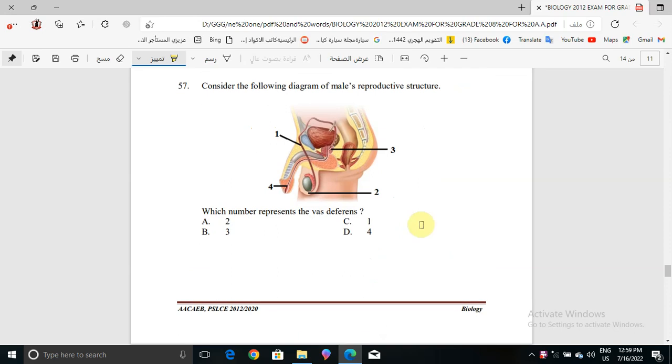Now question number 57, consider the following diagram of male's reproductive structure. Which number represents the vas deferens? The vas deferens is where? Here in number 1 or in number 4 or in number 2 or in number 3. The vas deferens is like a tube. So that means it's in number 1. So that means choice C is the correct answer for question number 57.